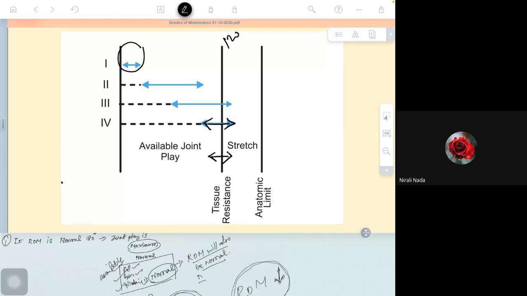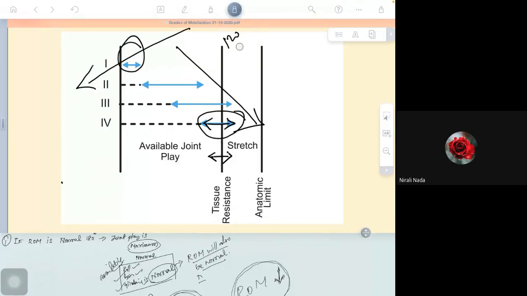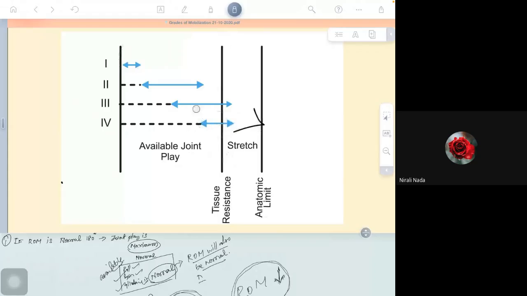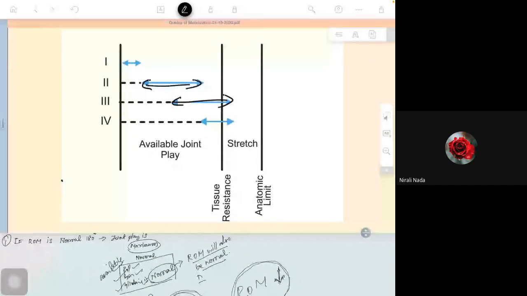So grade 1 and grade 4 are small amplitude. The only difference is grade 1 is performed at the beginning of range and grade 4 is performed at the tissue resistance. And grades 2 and 3 are large amplitude rhythmic oscillation, but the difference is one is not reaching the limit, the other is reaching the limit. Any doubt?